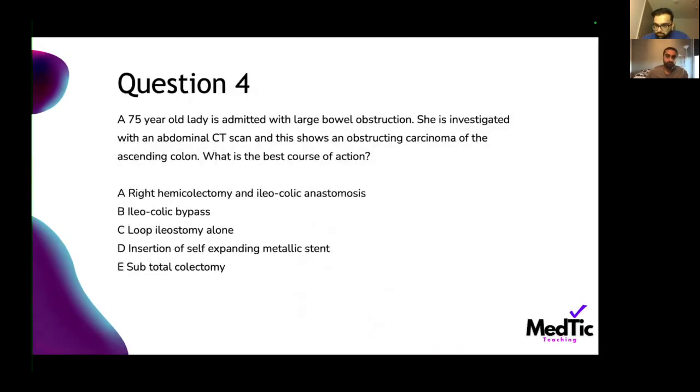So, question 4. A 75-year-old lady is admitted with a large bowel obstruction. She's investigated with an abdo-CT, and it shows an obstructing carcinoma of the ascending colon. So what is the best course of action with regards to management? Do we do a right hemicolectomy and ileocolic anastomosis? Do we do an ileocolic bypass? Do we do a loop ileostomy by itself? Do we put in a self-expanding metallic stent? Or do we do a subtotal colectomy and take everything out?